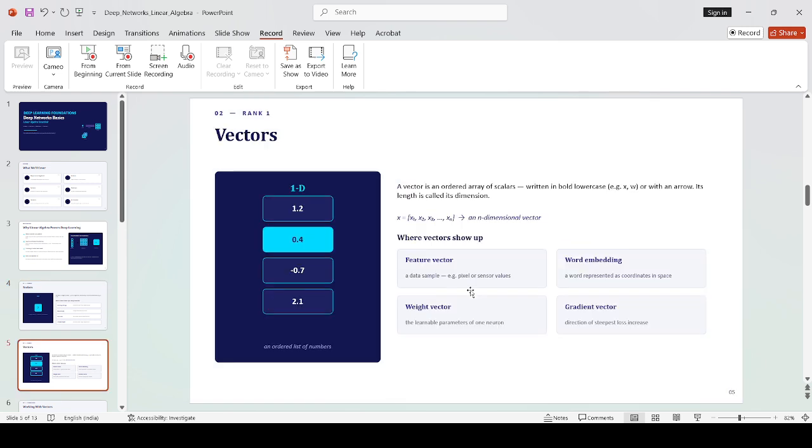Next, we have vectors. A vector is an ordered list of numbers, making it a one-dimensional array or rank 1 tensor. The diagram shows the one-dimensional array of numbers. In deep learning, vectors are used in many forms. A feature vector represents the input data. A word embedding represents the meaning of a word as a numerical vector. A weight vector stores the parameters of a neuron. A gradient vector tells us how to update the weights during training. Vectors are therefore fundamental for representing both data and model parameters.